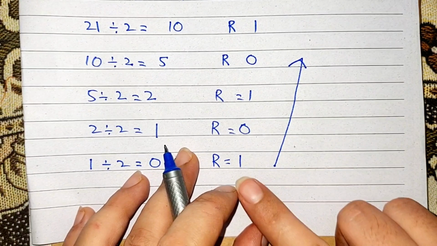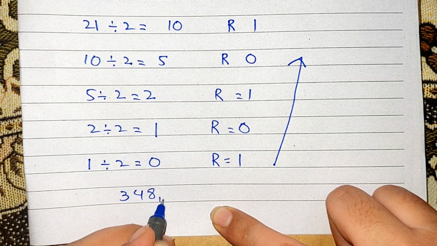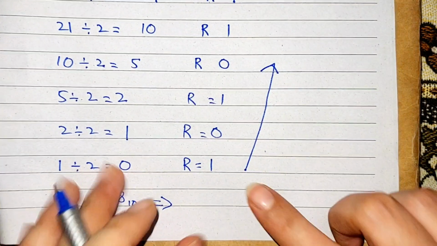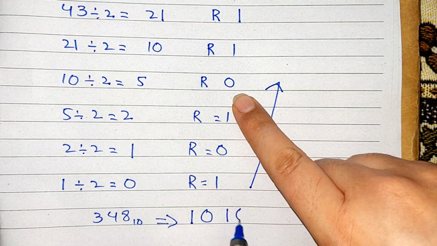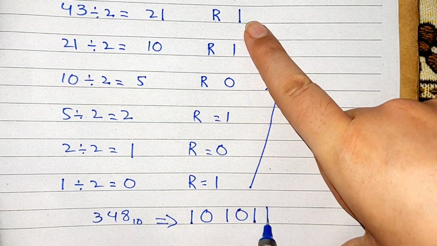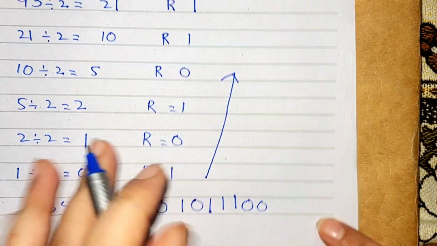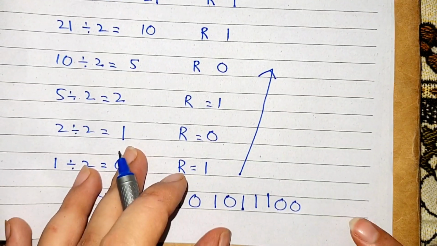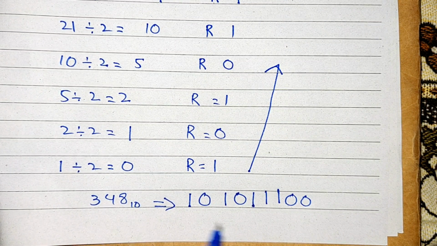Okay, so let's rewrite this. 348 base 10 in the binary number system will be 1 0 1 0 1 1 1 0 0. We can see that we have done. So this is the way to convert any decimal number into the binary number system by using the successive division method. Now we will learn how to convert a decimal number into octal.